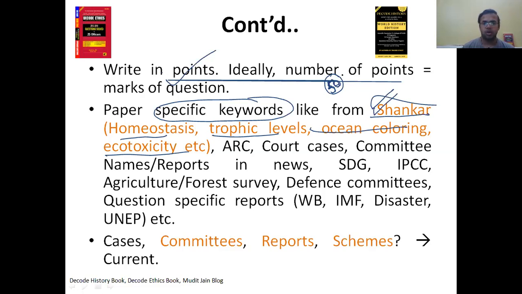I've told you many times across sessions, the key is not to study, not to read, but to use what you read. So make a broad list. If you do not want to make your own list, you can download the list that I made from my blog, that is muditjanblog.wordpress.com. That list is available under the heading of GS3 environment keywords. So you can just Google and in front of that write Mudit Jain. I'm sure you will get the link.